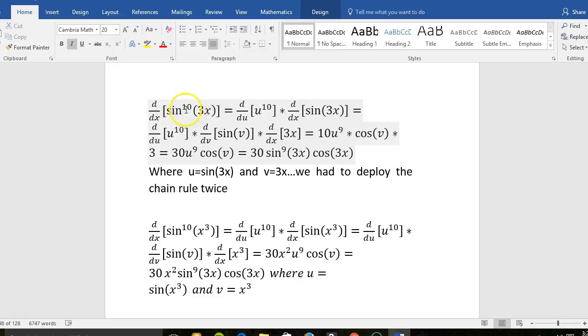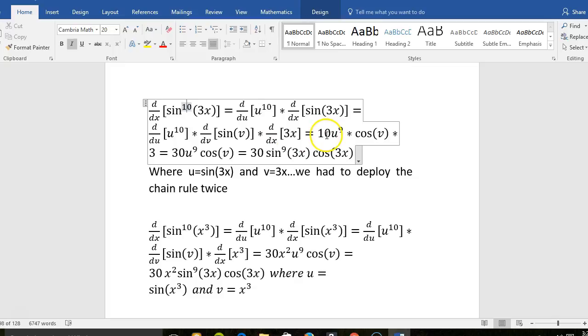The 10 is the outermost part, the sine is the intermediate part, the 3x is the innermost part. Because what's going on here is this is really the sine of 3x all raised to the 10th power. The 10 is really the outermost guy. It just doesn't look that way. So you got d by du u to the 10th times d by dv sine v times d by dx of 3x. And you just do them.